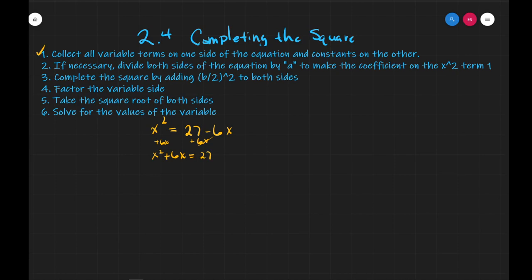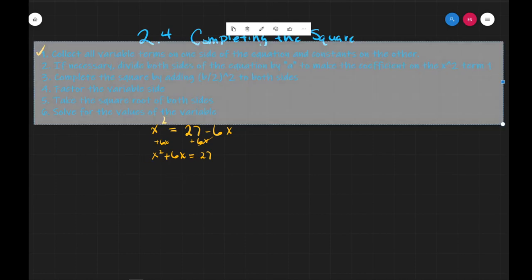If necessary, divide both sides of the equation by a, so whatever number is in front of x squared, to make the coefficient on the x squared term 1.